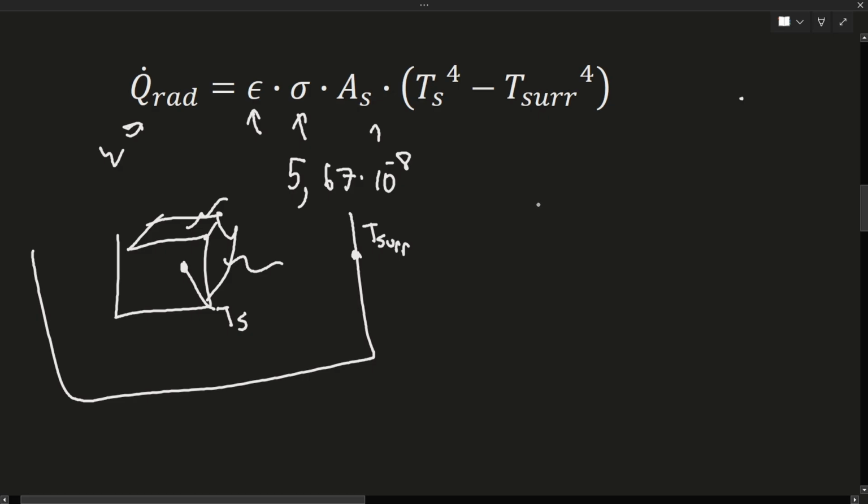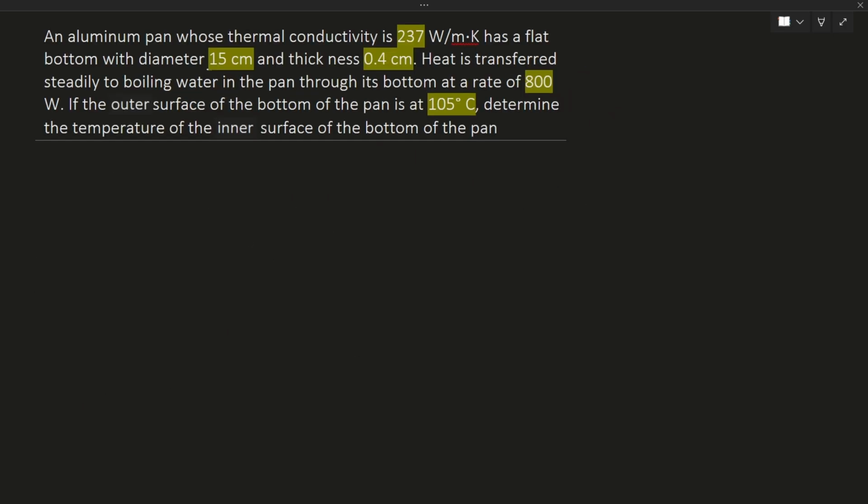Now, for the other two heat transfers, you could just pick degrees Celsius or Kelvin for the temperatures. It doesn't really matter because you're just taking the difference. But here, it's to the power of 4, so the units do matter. You have to use Kelvin to solve this equation. And that's it, super easy. All right, so for our first example, we're just going to cover a basic conduction problem.